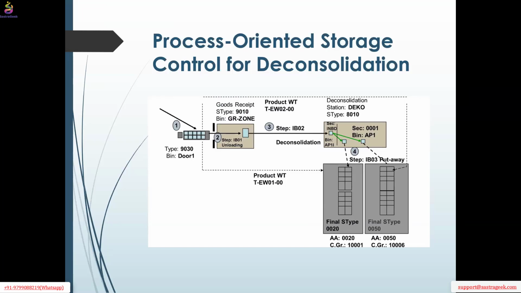In this process oriented storage control, again, we have multiple processes. One is deconsolidation. The second is value added services. The third is quality inspection. The fourth is counting. So these are the multiple processes that we have under process oriented storage control.